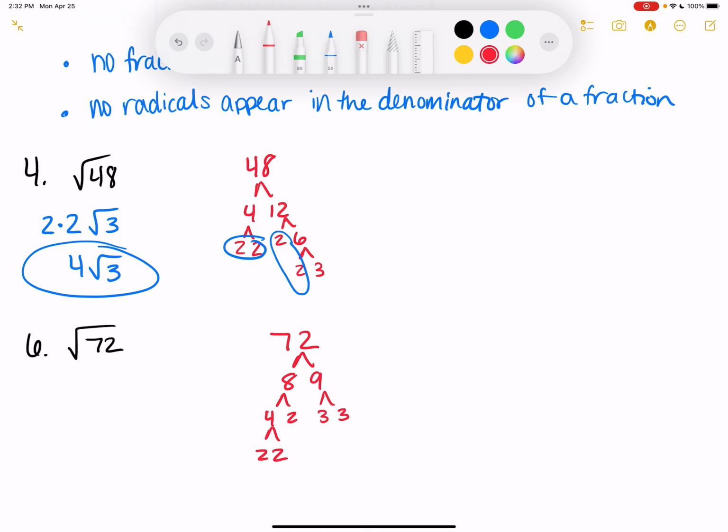Now, everything's as simple as it can get, right? Yes, 2 is going to be the loner. All right, so I'm going to find the buddies. I have 2 2s, and I have 2 3s, and then I have a lonely 2 left over. So outside, I have 2 times 3, and then under the radical, I have the lonely 2 left over. So that is 6 square root of 2.